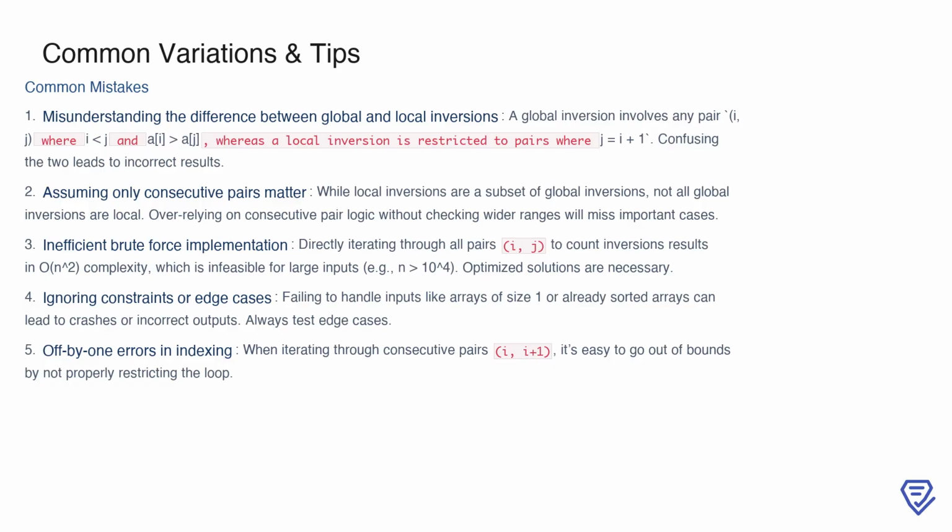You should also be cautious about constraints and edge cases. For example, arrays of size 1 or already sorted arrays might behave differently than you expect. Lastly, errors in indexing, such as going out of bounds while iterating through pairs like i plus 1, are common. Ensuring your loop conditions are correct will save you from unexpected bugs.